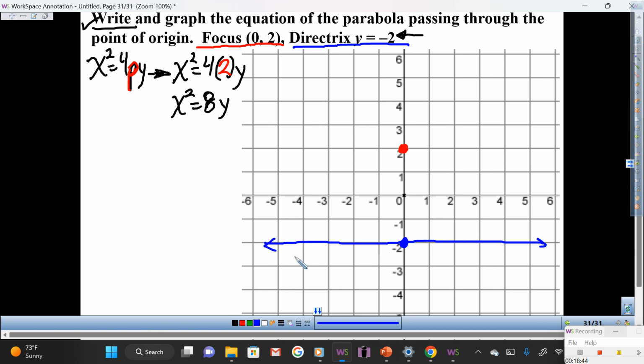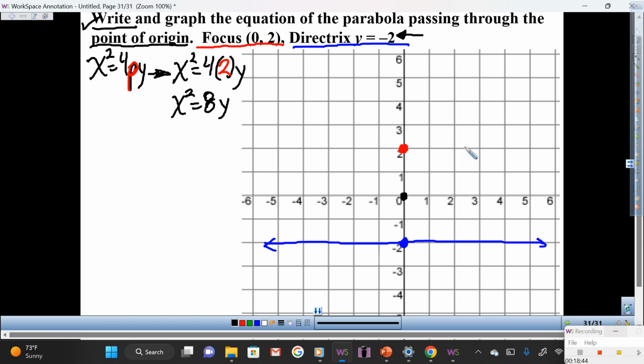There it is. That's my directrix. What did you do right after on the home plate? Oh, you plotted the midpoint. Do you guys see the midpoint between these two? Yeah, it's the point of origin right there. They even tell you here on the problem, point of origin. There it is.